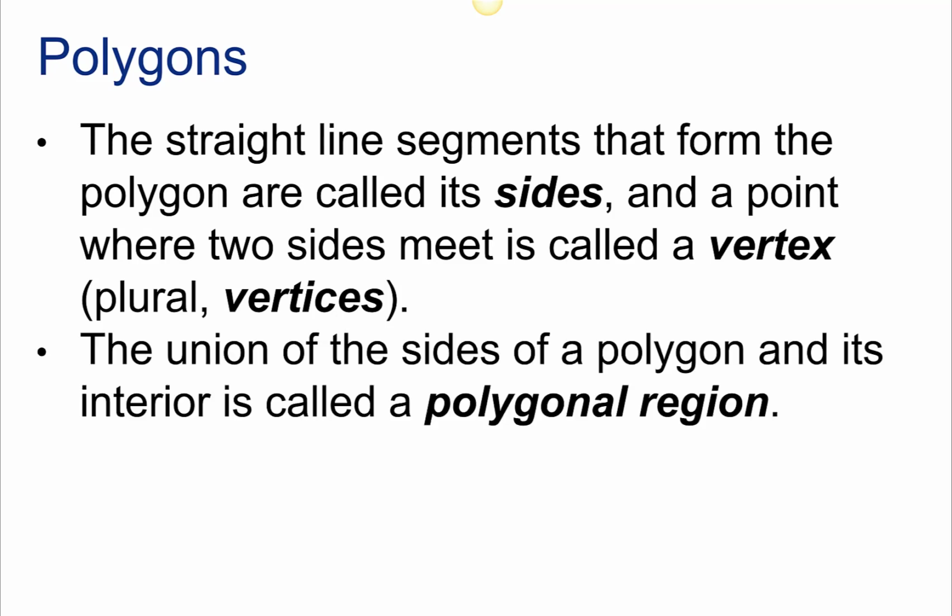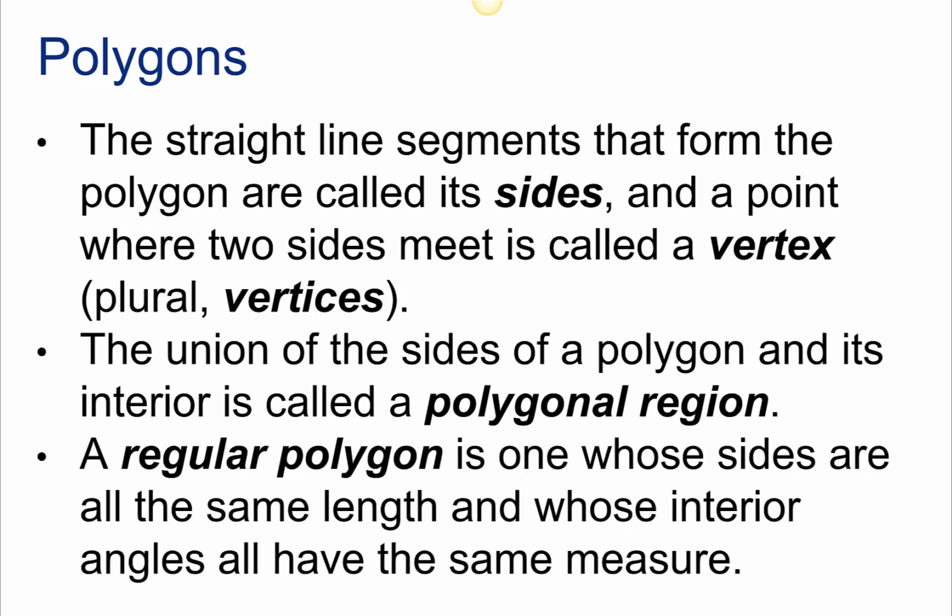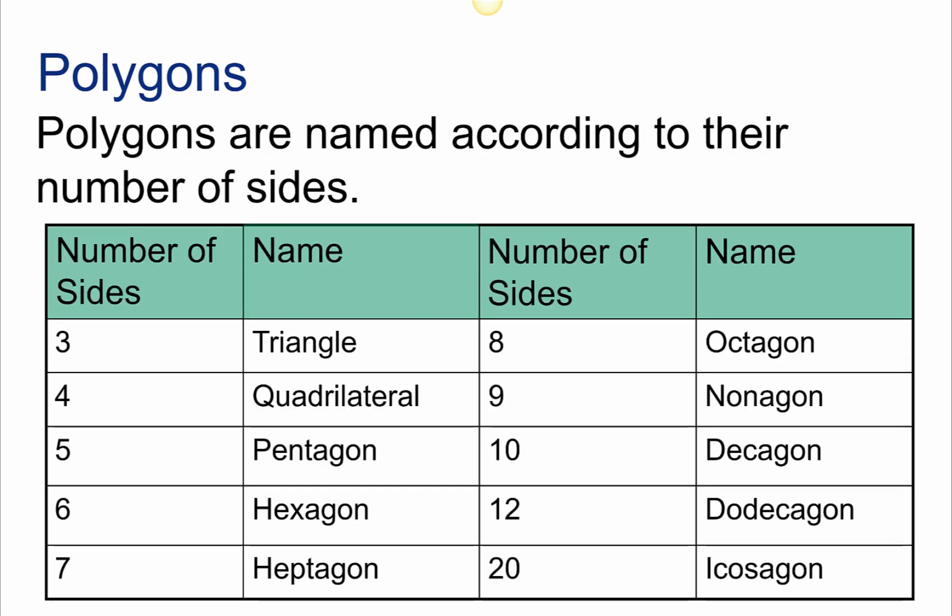The union of the sides of a polygon and its interior is called the polygonal region. A regular polygon is one whose sides are all the same length and whose interior angles all have the same measure. Polygons are named according to the number of sides, and we see here in this chart, a lot of these names are going to be familiar to you. 3 sides is a triangle, 4 sides is called a quadrilateral, 5 sides pentagon, and so forth.